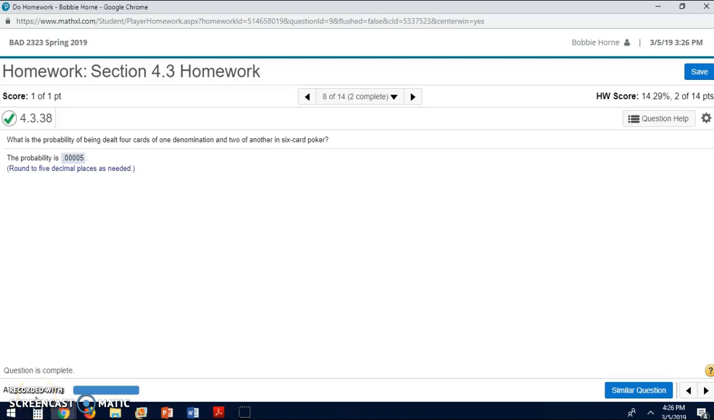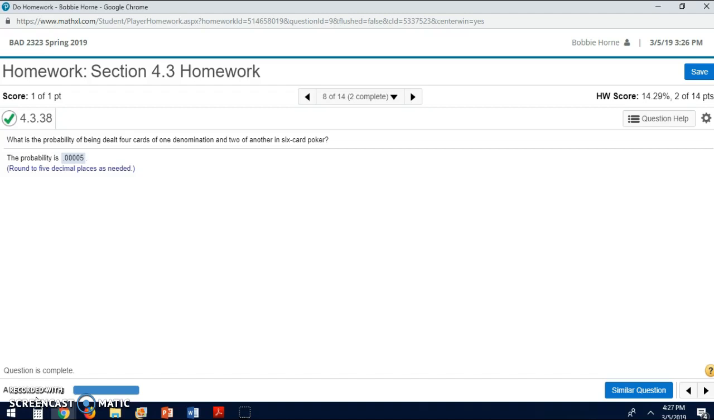Okay, so in this video I'm going to show you how you can work this problem. It has multiple steps to it, so I think the best thing would be for me to just walk you through it. My particular problem is asking for the probability of being dealt 4 cards of one denomination and 2 cards of another in 6-card poker.